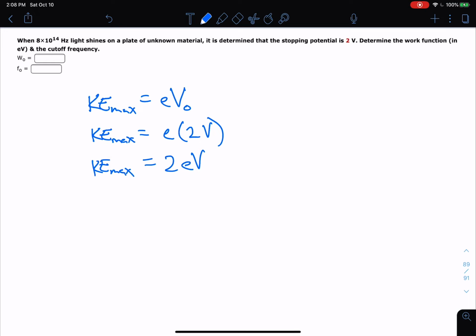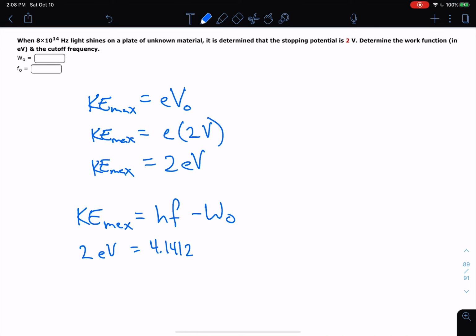Now I can go to the photoelectric effect formula here, which is KE max equals h times f minus the work function. I know the max kinetic energy, that's 2 electron volts. h is 4.14125 times 10 to the negative 15th. This is in electron volt seconds. I'll write this out just to be clear, electron volt seconds is the value for h that we need.